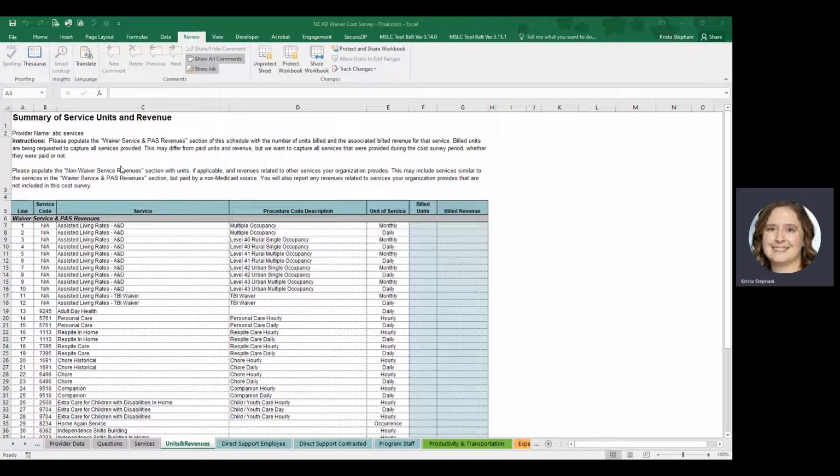Thank you for joining us for the training module related to reporting of service units and revenue. This information is being collected to assist Nebraska's Department of Health and Human Services with conducting a rate study as it relates to providing information related to the costs of providing services under the Aged and Disabled waiver and PASS operations.